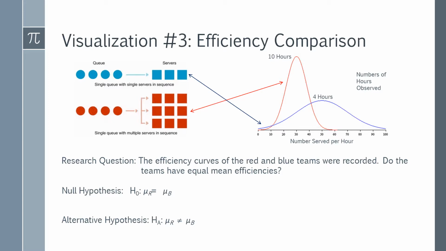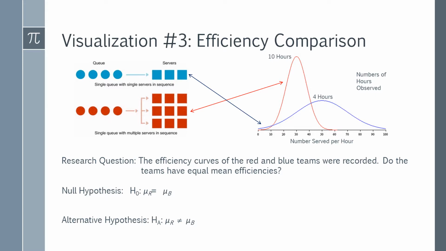Let's look at visualization number 3, efficiency comparison. We have in blue our single queue with single servers in sequence, and our red represents the single queue with multiple servers in sequence. The two graphs represent the number of hours served, and then along the x-axis we have our number served per hour.